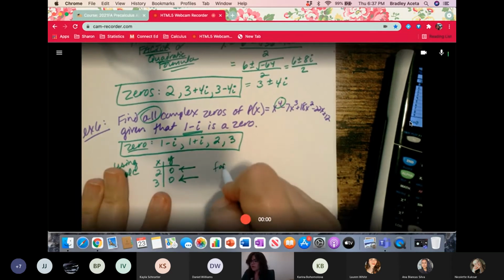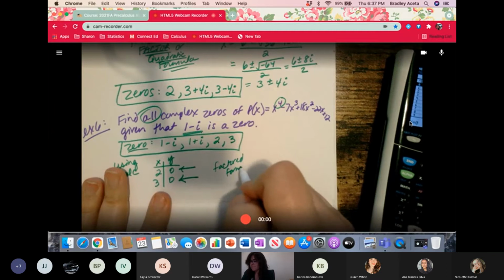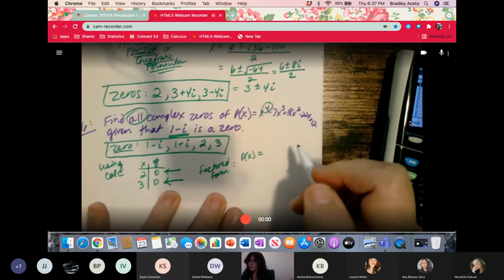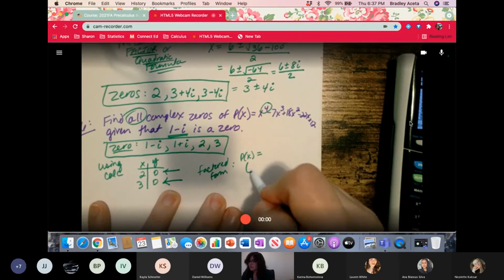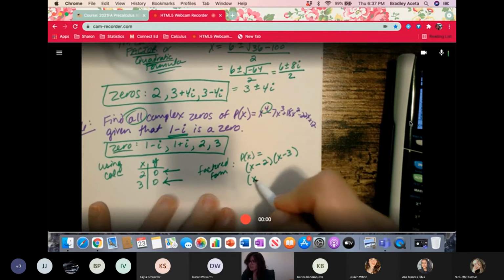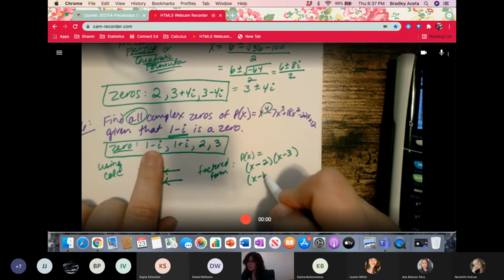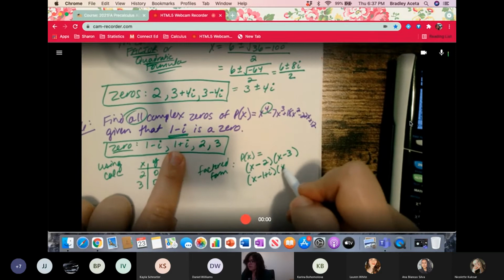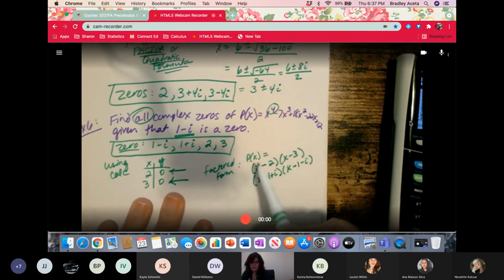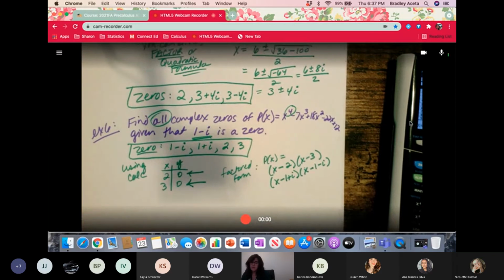If they asked you to write it in factored form, just so you know, how would you write it? P of x equals, you just put all of these in: x minus 2, x minus 3, x, and then change a sign, minus 1 plus i, and then x, change a sign, minus 1 minus i. And that would be factored form. But these are all the zeros. It looked hard, it looked scary, but you can go to your calculator and find those zeros to make it a little bit quicker and easier.